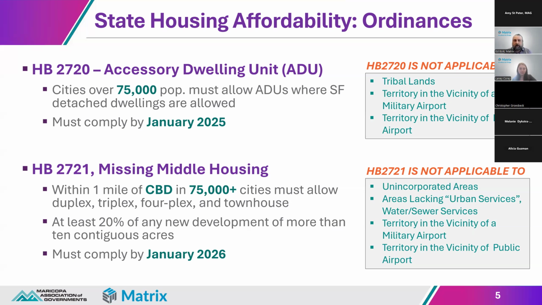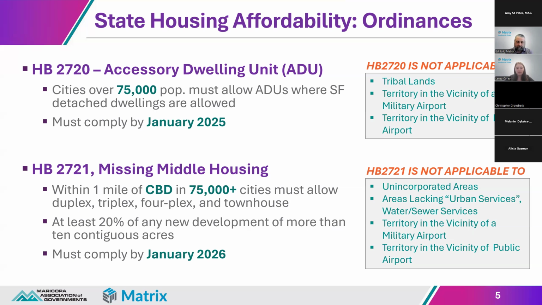But regardless, the two requirements to provide missing middle housing, either in those central business districts or within 1 mile of them, as well as those new developments, is really showing an interest by the state to create more opportunities for different and diverse housing solutions. There are exemptions to this as well. Unincorporated areas don't have to follow these requirements. And those areas that are lacking urban services, which is a conveniently undefined term in the bill, as well as water and sewer services, and then those same restrictions about the areas that are within the vicinity of military airports and public airports.